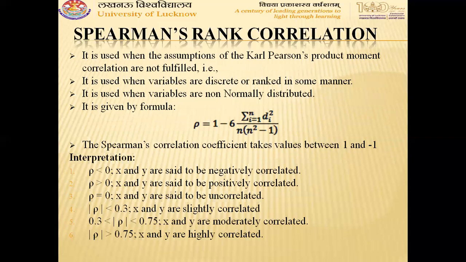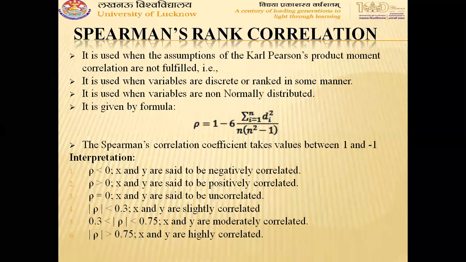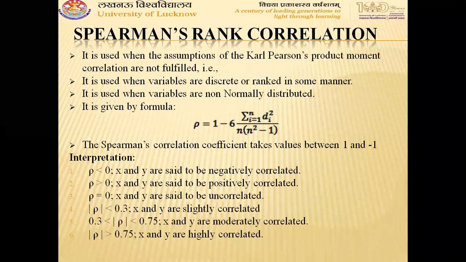The value of Spearman's rank correlation also lies between 1 and minus 1, and it is interpreted in the same manner as Pearson's product moment correlation coefficient, but we do not use the term linearly related. Here we use only the term correlated.